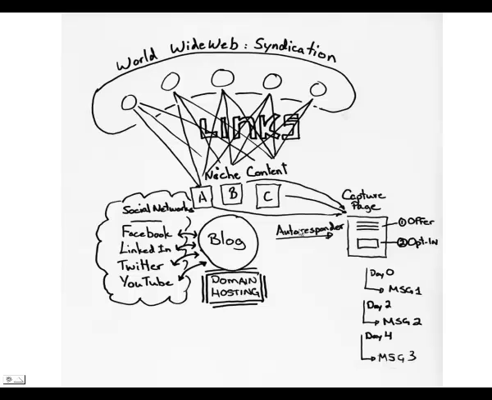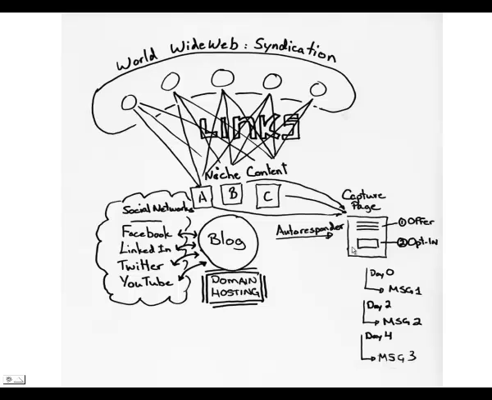So here's an overview of the whole system. Here's your blog, which is going to be your domain and your hosting. That's why we get a domain, which is the name of the website, and your hosting is so that your website can be on the internet.